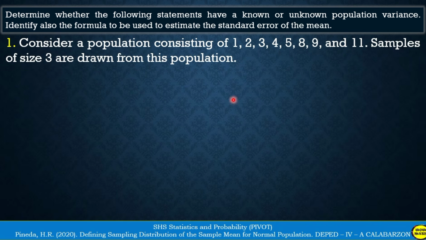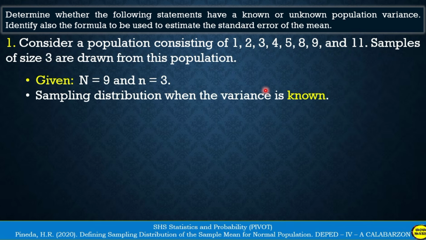And the variance is the summation of the squared of x minus the population mean, over n. So even though we do not see the population variance here, we know we can compute the population mean, and once we compute the population mean, we can compute the population variance. Therefore, this situation is an example of a sampling distribution when the variance is known.